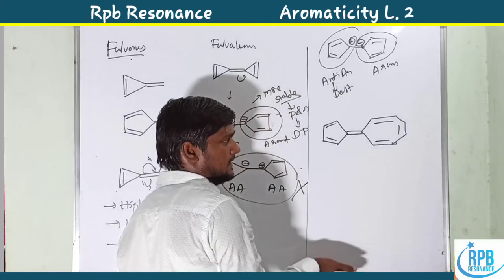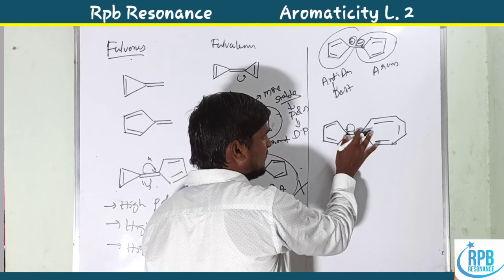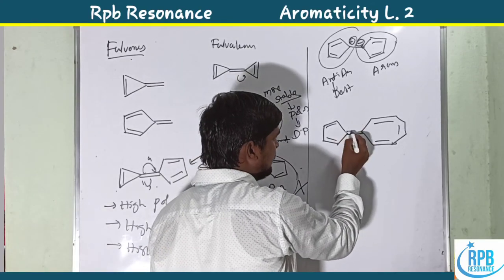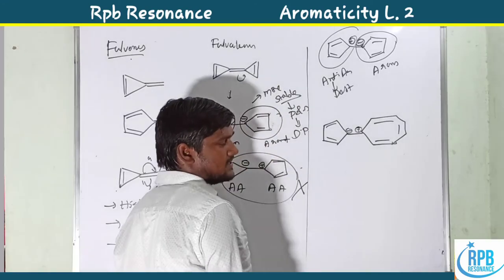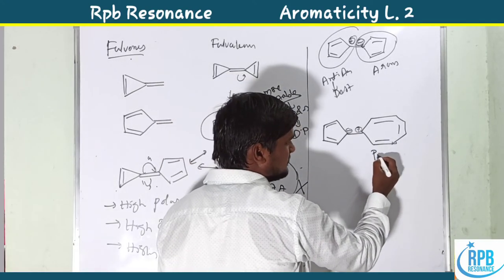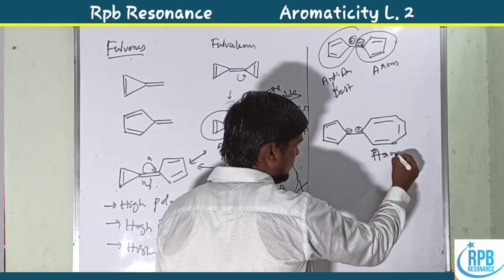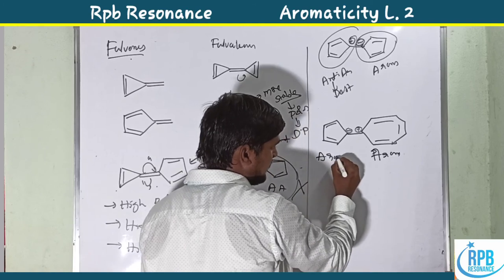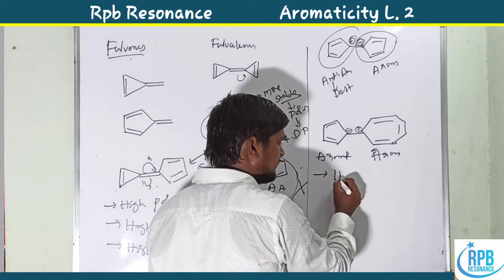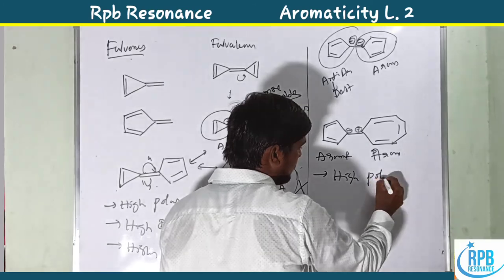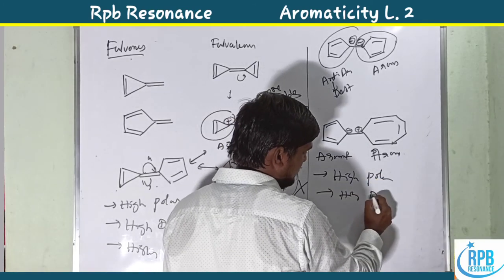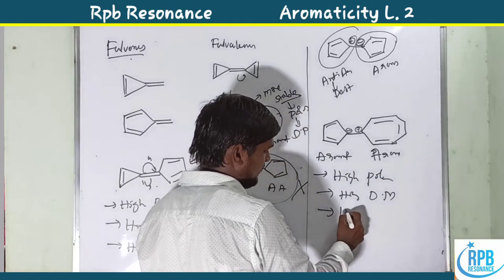So this is the heptafulvene molecule. This is like an ionization form. Two forms are available, one is the major, one is the stable. Here the tropylium cation is stable, that is aromatic. Now here the cyclopentadienyl anion is also aromatic. Here it is also highly polar, with a high dipole moment and high stability.